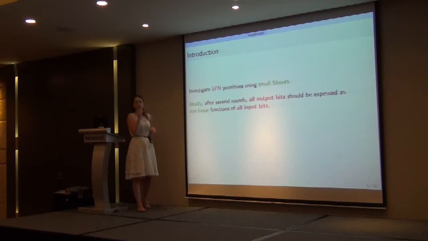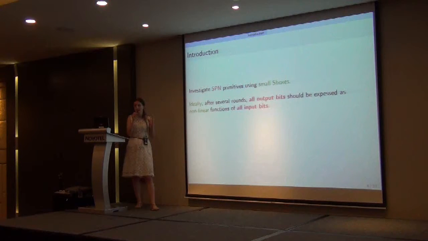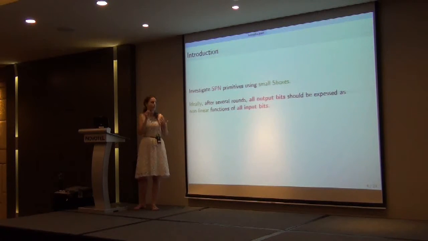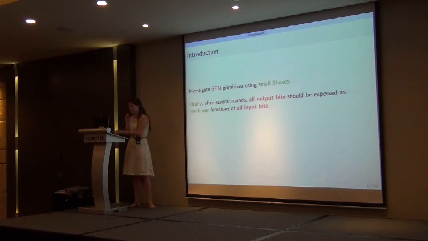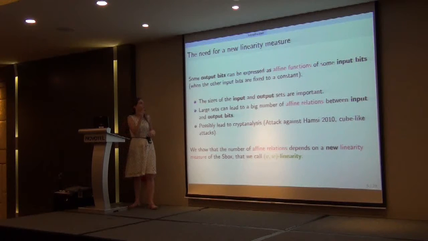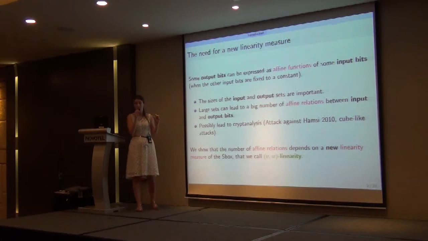So in this paper, we're interested in iterated constructions where the round function is a simple substitution permutation network whose nonlinear layer is based on small Sboxes. Ideally, when we iterate the round function several times, after several rounds, all output bits should be expressed in a nonlinear way in all of the input bits. However, in some attacks, it was found that this was not the case. It can happen that some output bits can be expressed as affine functions of some input bits, where the rest of the input bits are fixed to some constant value.